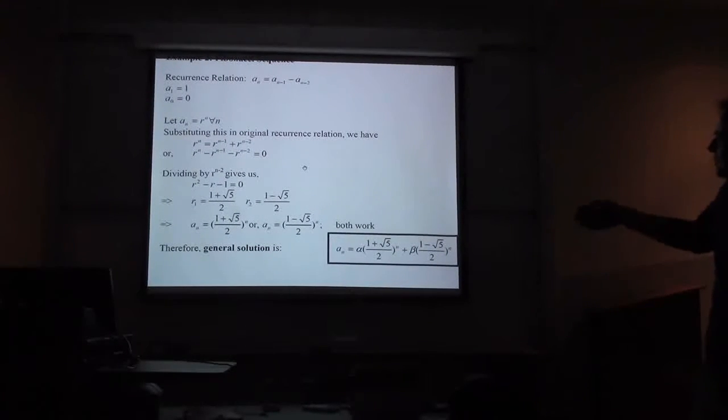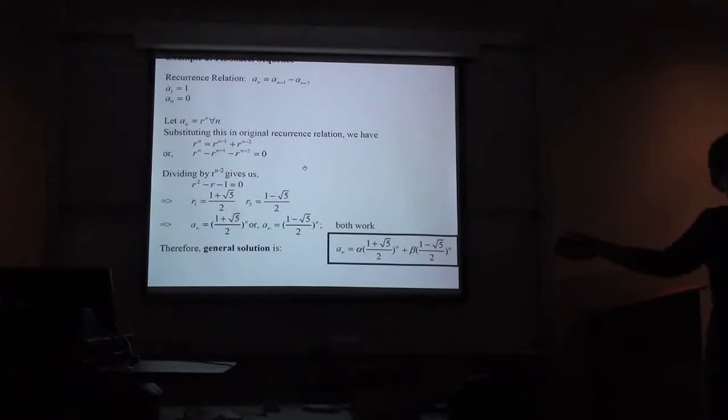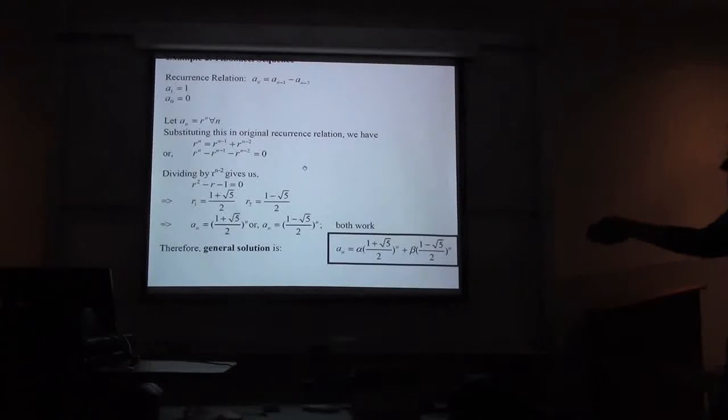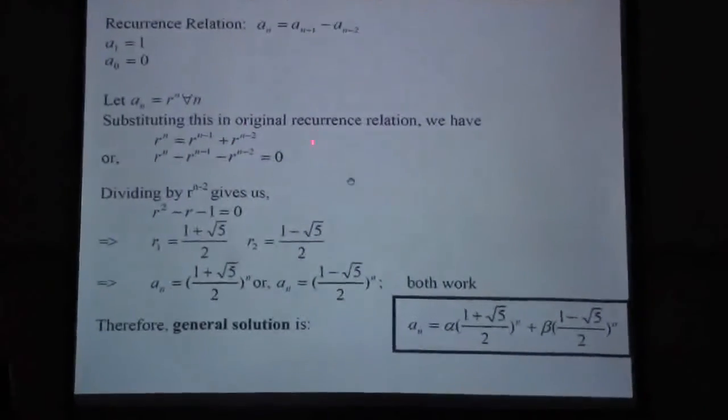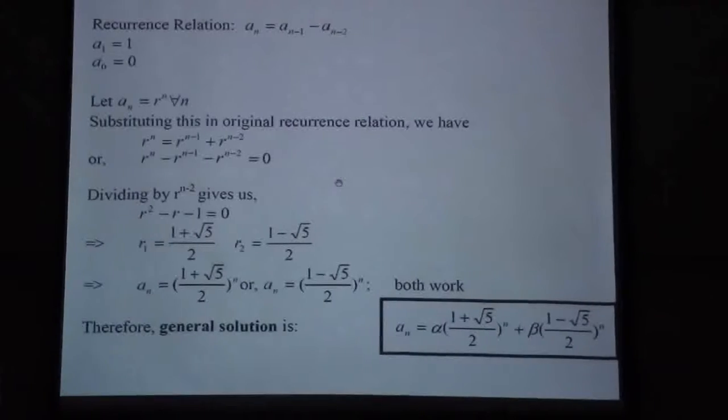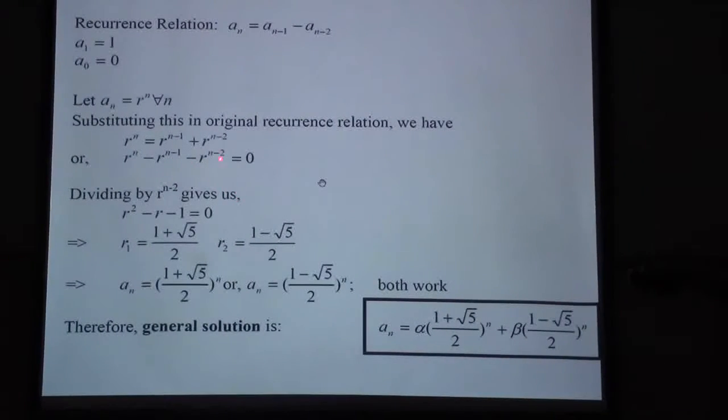So what we're going to do is take a substitution. Every a sub n will become an exponential r to the n. And so again, r to the n is equal to r to the n minus 1 plus r to the n minus 2. We take all the terms to the left, set them equal to 0, divide by r to the n minus 2, making this a 1, making this an r, making this an r squared. So what we have is r squared minus r minus 1 equal to 0.